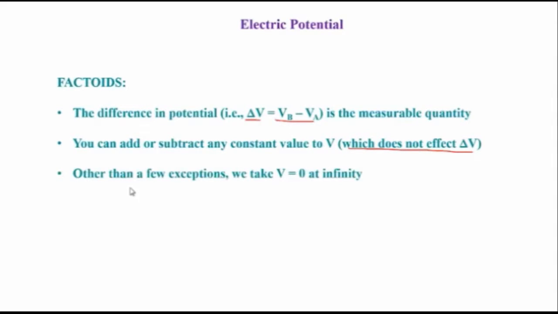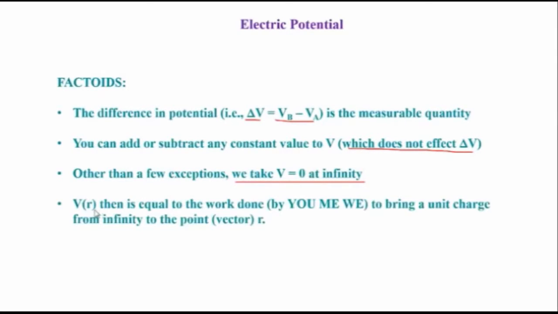There are a few exceptions to the following. We usually take V equal to 0 at infinity. There are some cases where you get into trouble when you do that, and we'll talk about those. V sub r then is equivalent to the work done by you, me, or we to bring a unit charge from infinity to the point given by the vector r.